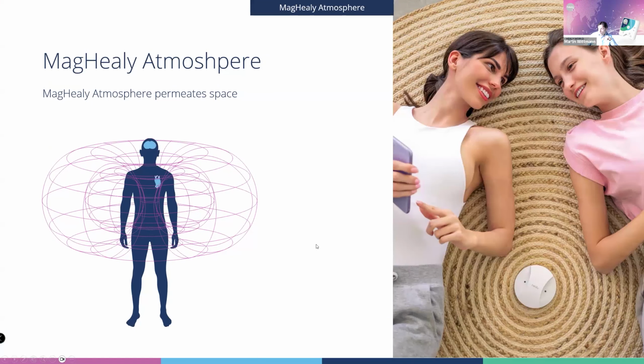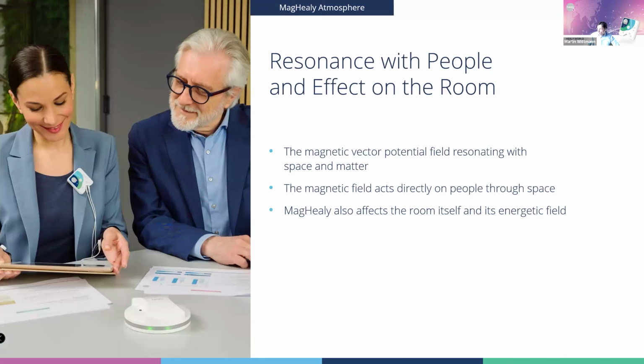And of course, the atmosphere programs. So we permeate space, which means the magnetic field is eternal, so it spreads through the whole room and can, of course, also change something in the room. Yeah, and then we have, of course, resonance with people and the effect on the room. So through the vector potential field, the magnetic field resonates with space and matter. And the magnetic field acts directly on people through space, and McHealy also affects the room itself and its energetic field.